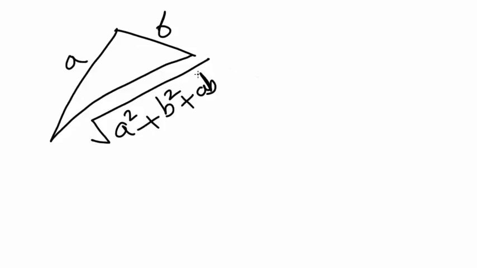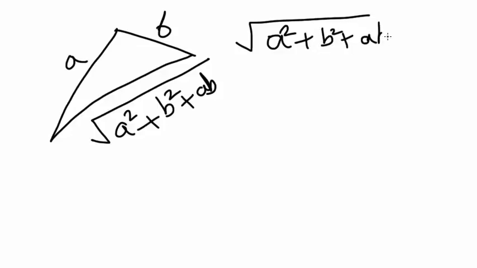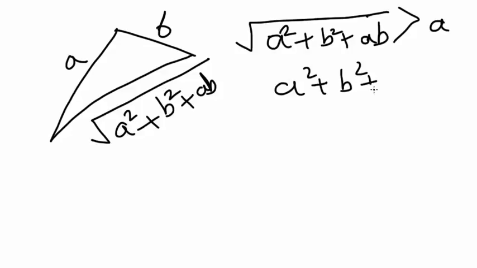So first of all let me write the inequality. This is square root of A square plus B square plus AB. We are initially assuming that this is indeed greater than A. So if this is greater than A, if I just square both sides, that would not change the inequality, right? So if I do that, I get A square plus B square plus AB is greater than A square.